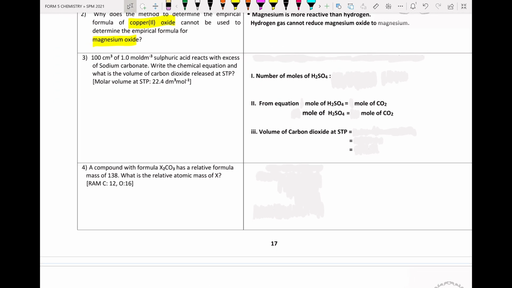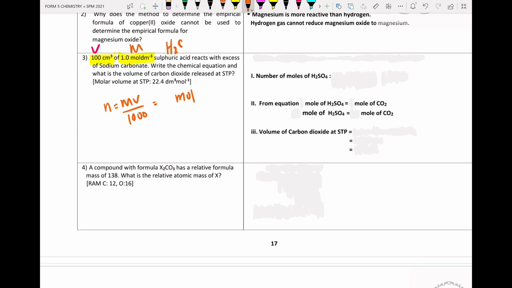All right, this is stoichiometric calculation. 100 cm³ stands for volume, and 1.0 mol dm⁻³ stands for molarity. When we have M and V, check MV over 1000 to determine the number of moles, and the unit will be mol. All right, so first thing they ask us to write the chemical equation.